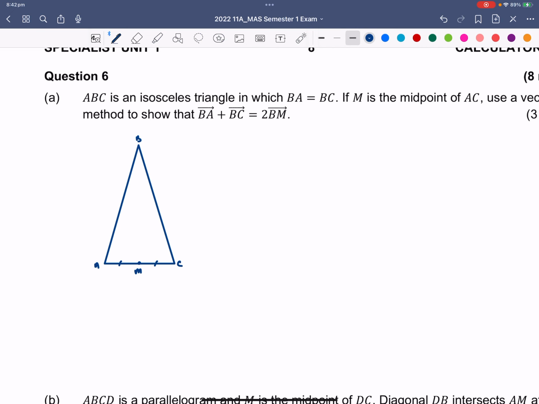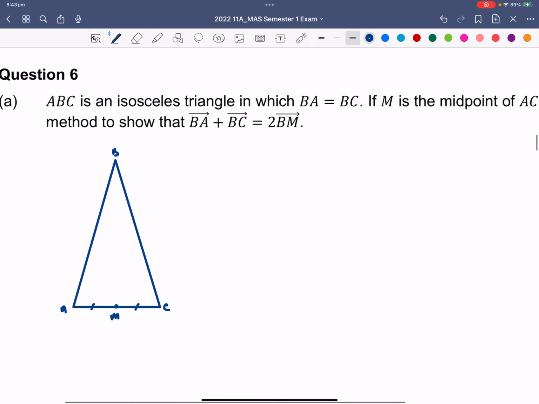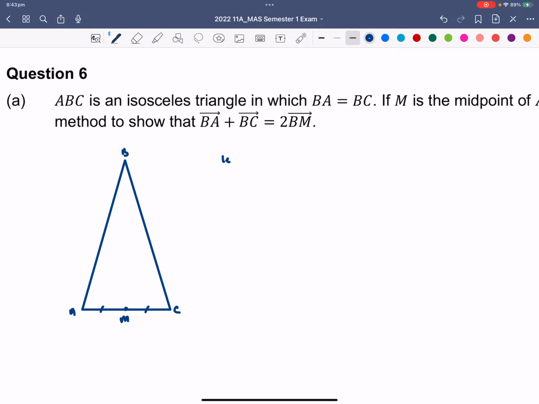Now, a little bit challenging because they're not telling us what vector to equal what, but what you have to do in questions like this, in a triangle, you must define 2 of the sides. Don't define 3, that's too many, and don't define 1, that's not enough. So I'm going to let AB be the vector A, and I'll let AC be the vector C.